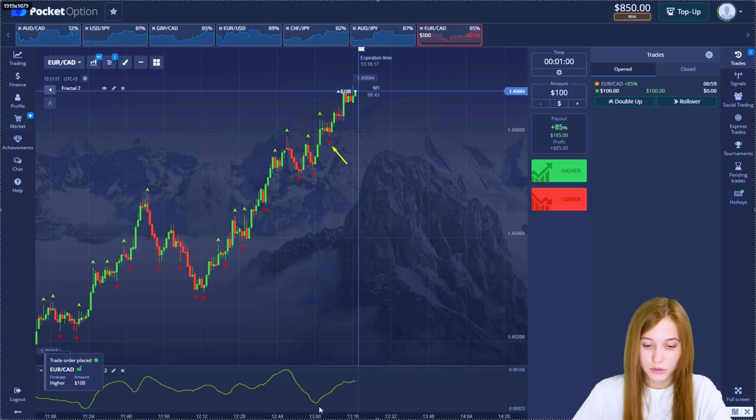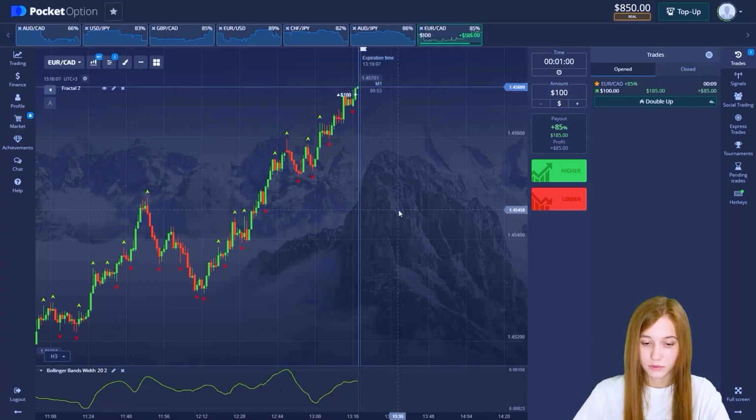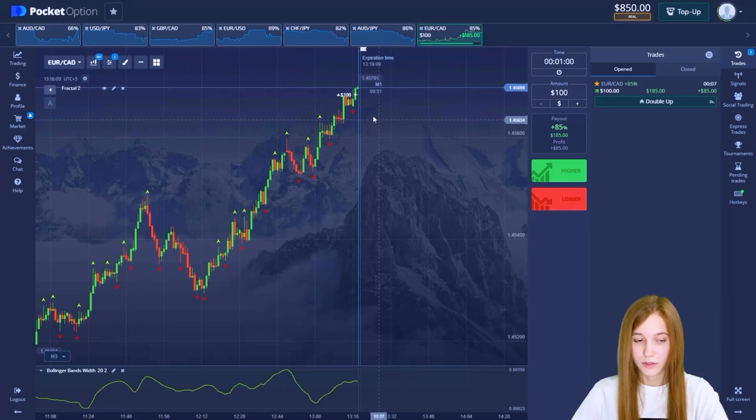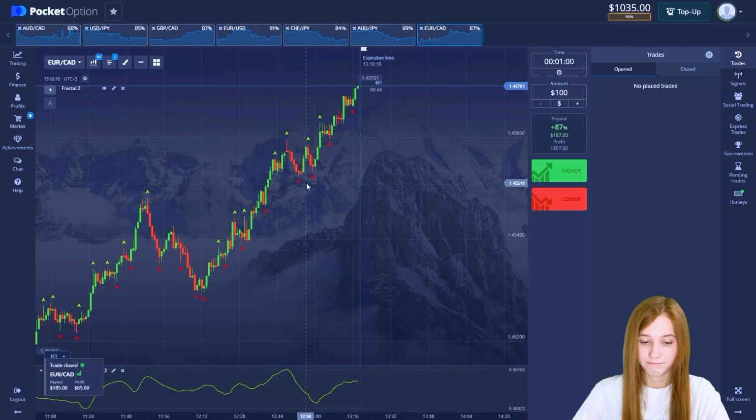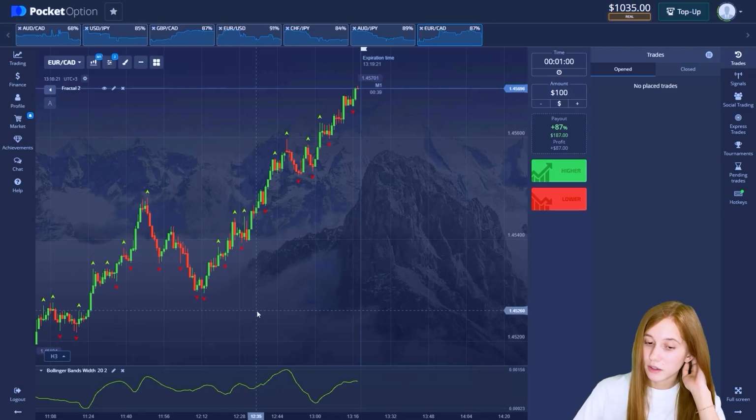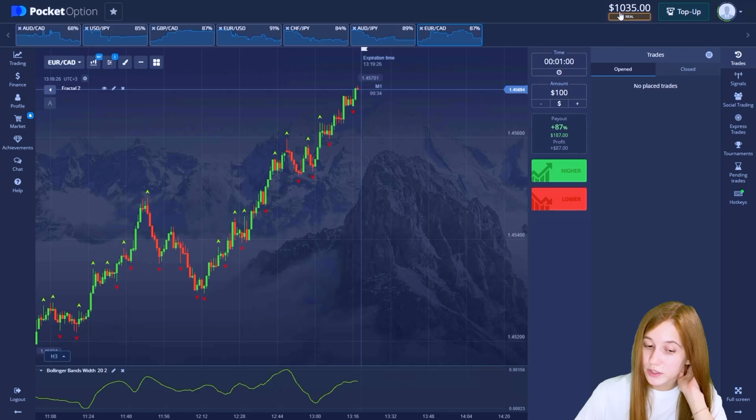By Bollinger, we see intensity is growing. We see this growth, but the tendency is, we see this. So 7 seconds left until the end. And we see growth. The deal was closed in plus. And let's finish our trading session on this.